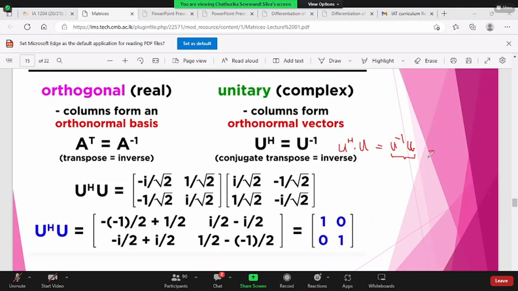So if you can remember these properties, it's good because it will be easy for you, especially for the MCQs.